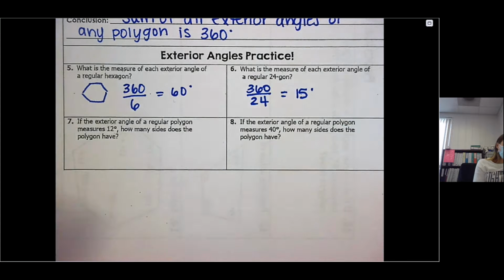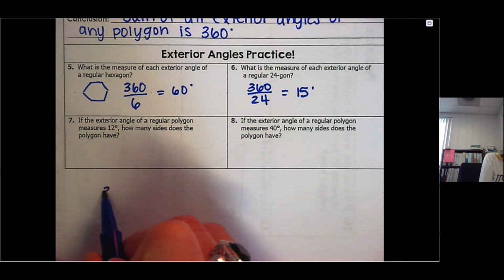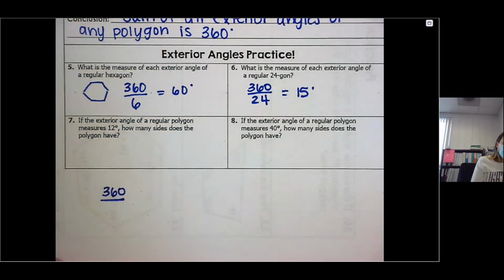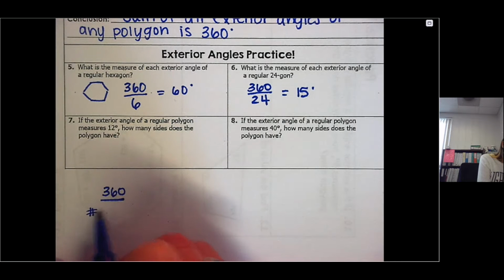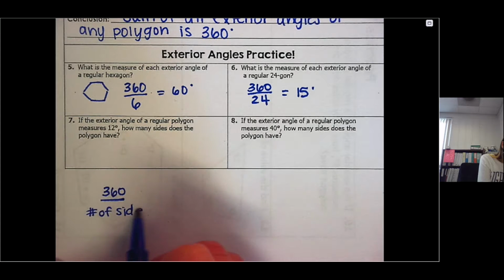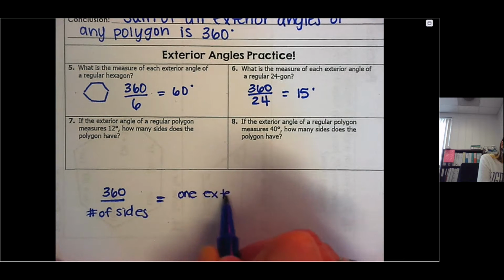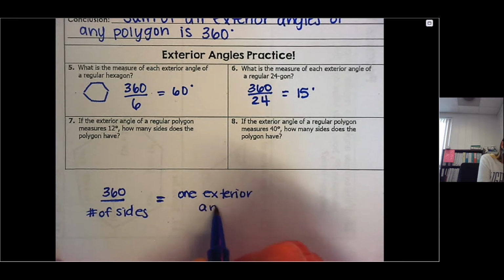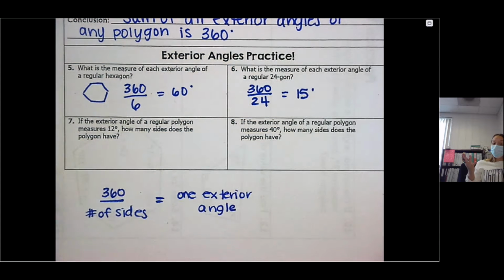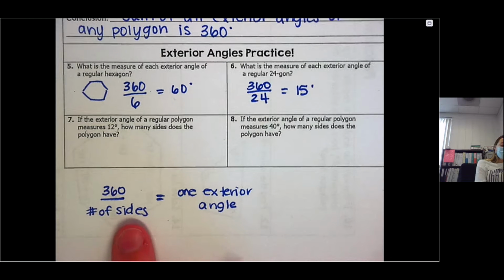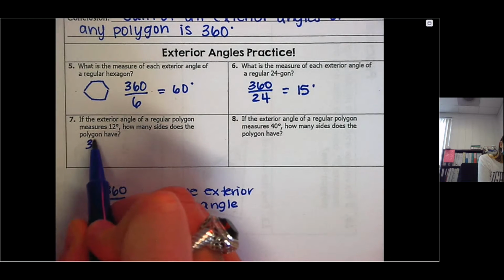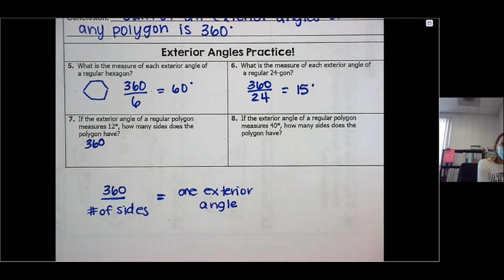So look, here's what we did. We said 360 divided by the number of sides gives us 1 exterior angle. So if we don't know the number of sides, how many 12s go into 360 is essentially what we're trying to figure out, right? But let's write it as an equation. Isn't that just 30? 360 divided by 12? It will be, yes. 30.